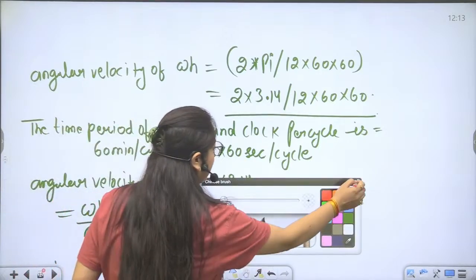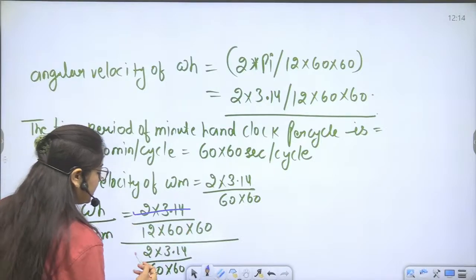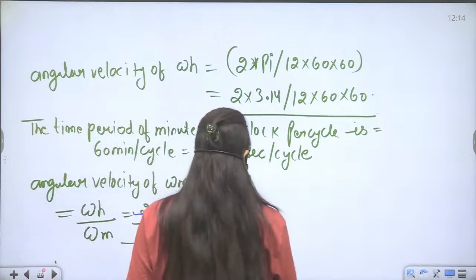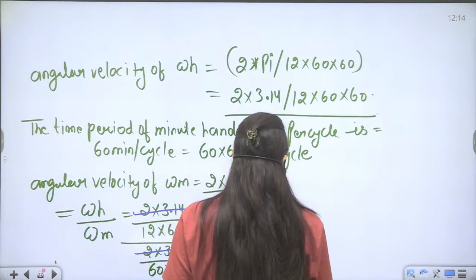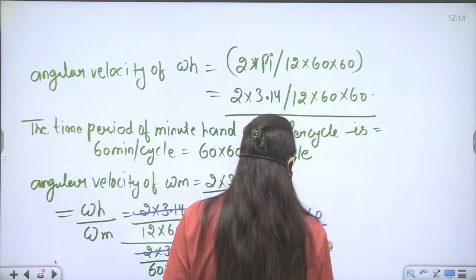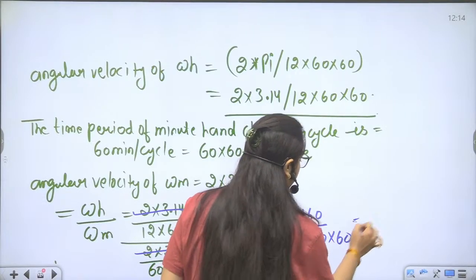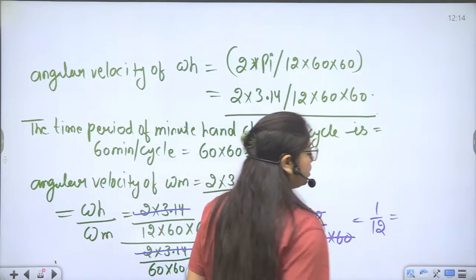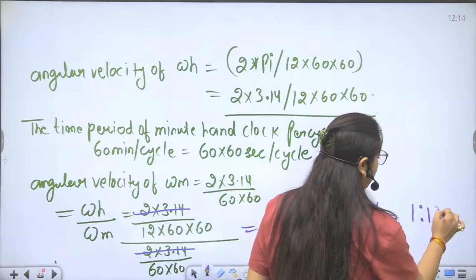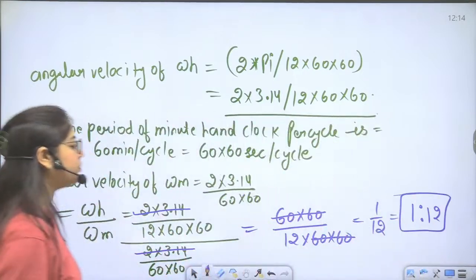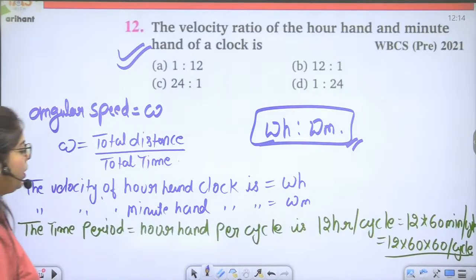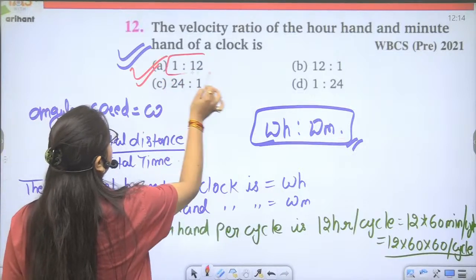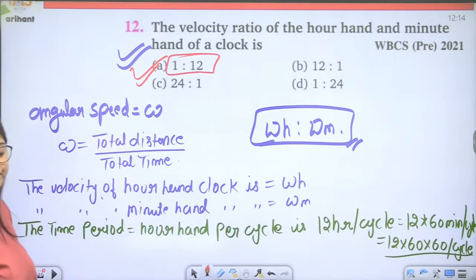Now cancel out this equation, this cancels out this, and this we reciprocate here, so the denominator comes 60 into 60 upon 12 into 60 into 60. This is cancelled out by this, and we get 1 upon 12. Then the ratio we get is 1 is to 12. This is our final answer. So here our correct answer is option A, 1 is to 12.